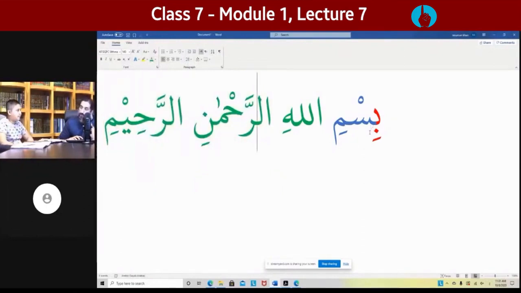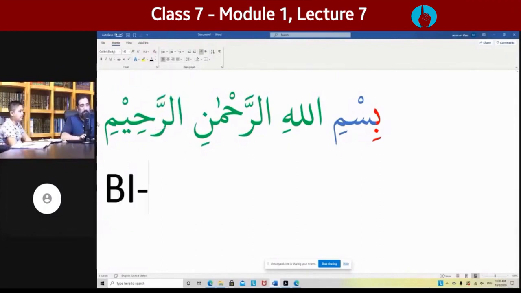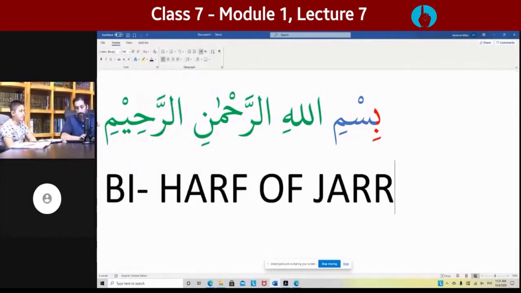B is what kind of word from what we studied in the last few days? That's a harf of jar. I'll go back to black. B is a harf of jar. New page, write this down, and just write the English: B is a harf of jar. A completely new page? Yeah.